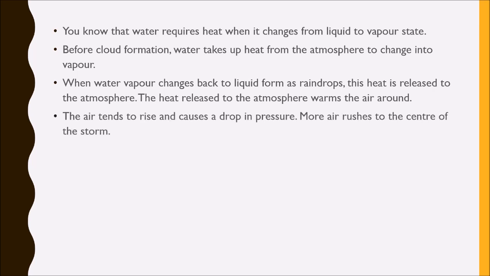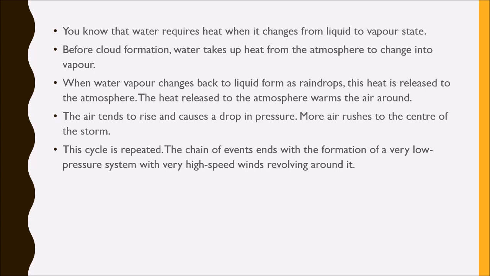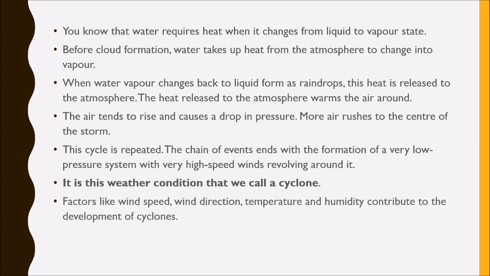The air tends to rise and causes a drop in pressure. More air rushes to the center of the storm. This cycle is repeated. The chain of events ends with the formation of a very low pressure system with very high speed winds revolving around it. It is this weather condition that we call a cyclone. Factors like wind speed, wind direction, temperature and humidity contribute to the development of cyclones.